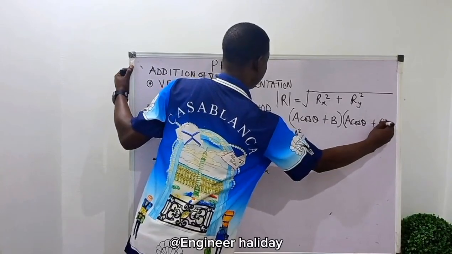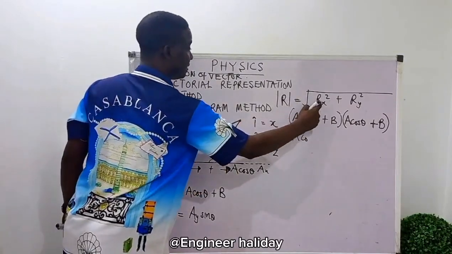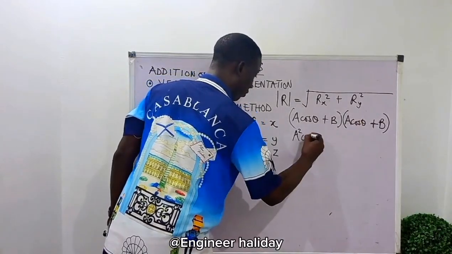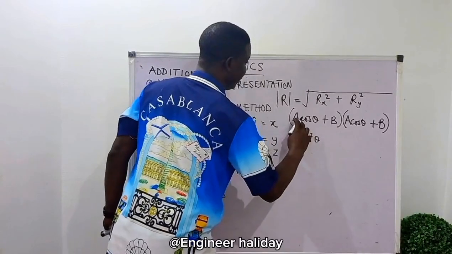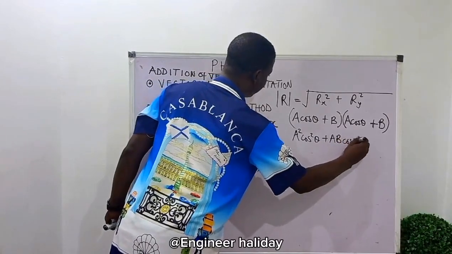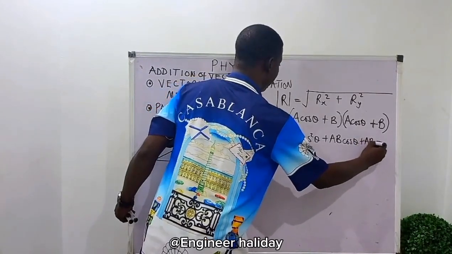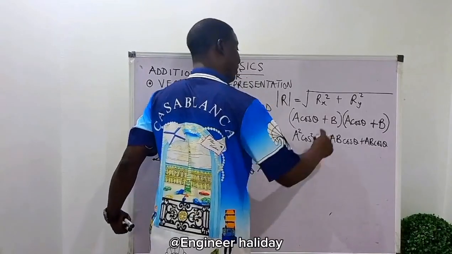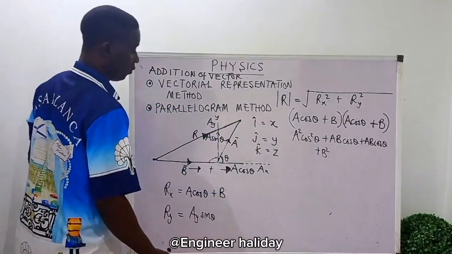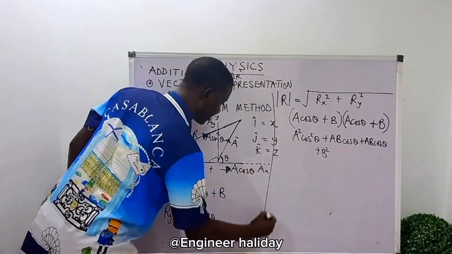Let's just make it simple for our viewers to understand what we are doing. That means this one now we want to square it, so to find R square. Now a cos theta times a cos theta, we have a squared cos square theta. Then this times you would have plus ab cos theta. Then this one now times you have ab cos theta. Then this times you would have plus b squared. This one is for Rx.